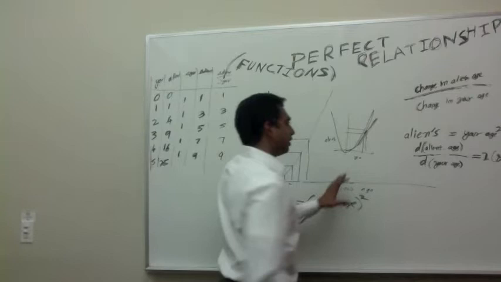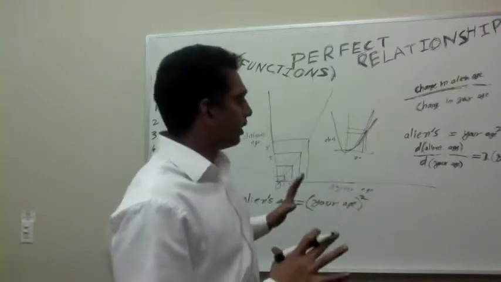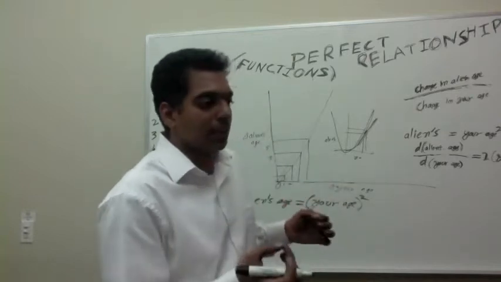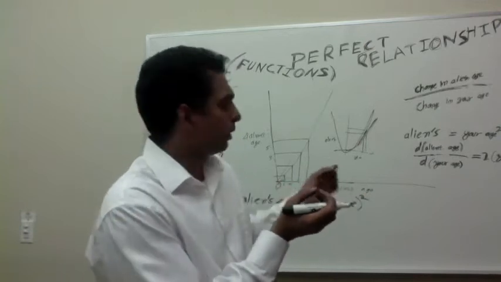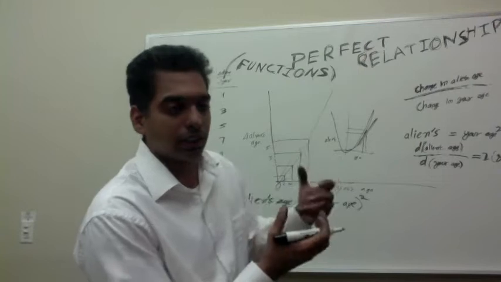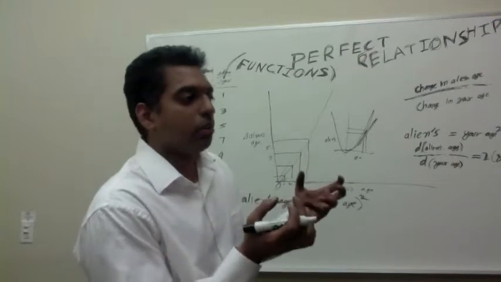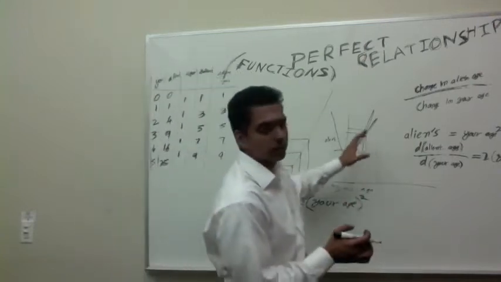Okay. So again, a geek word. They call it a tangent. A tangent is basically at that point, for a very small change in your age and for a very small change in the alien's age, when you take the ratio, that ratio will be exactly equal to the slope of this tangent.